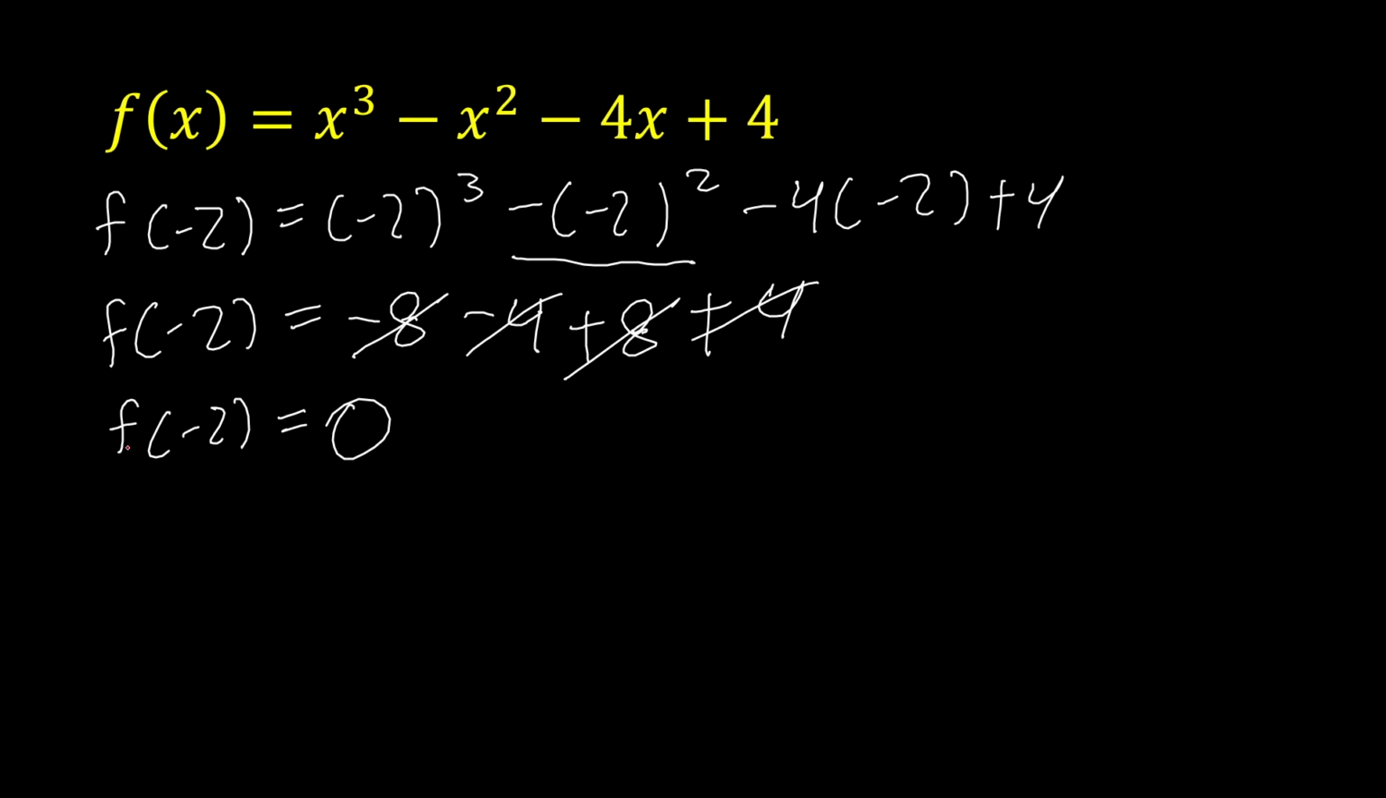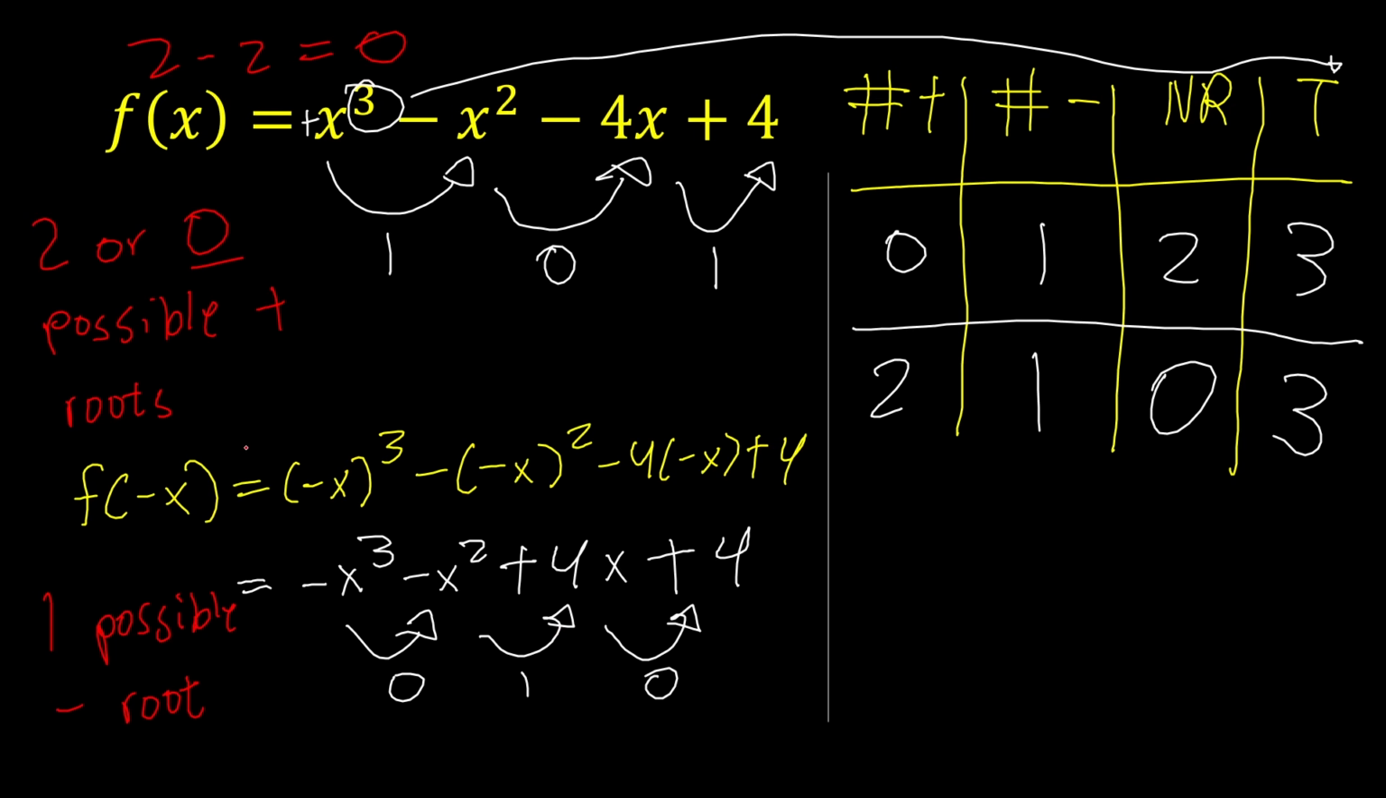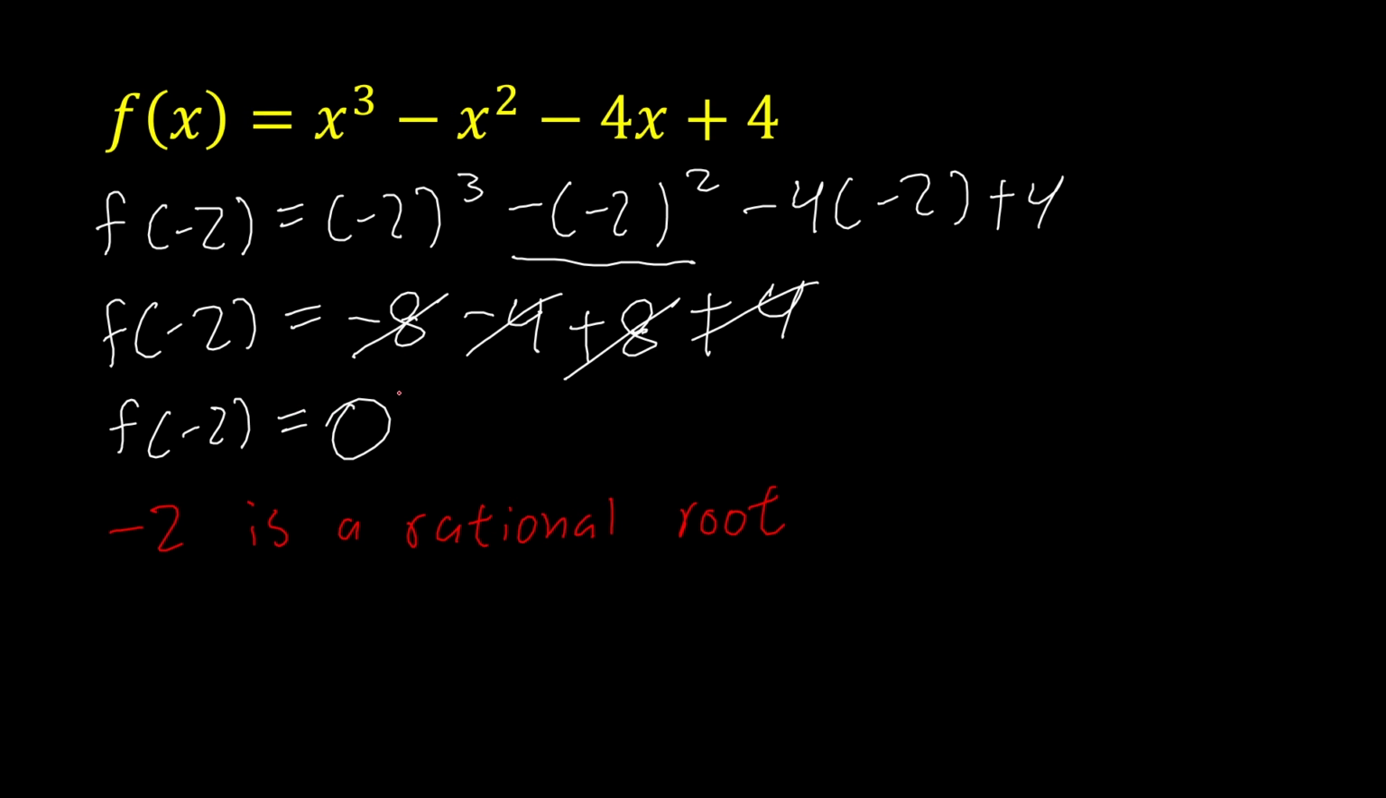So we can conclude that negative 2 is a rational root of this polynomial function because it doesn't have a remainder. Remember that we don't have to find another negative root because it states here that there is only one possible negative root. So now we can try to find the positive roots. Let us try to use 1.